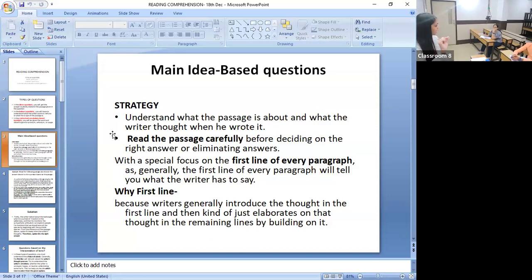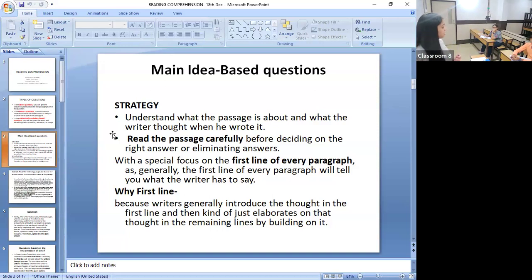So focus on the first line of every paragraph. The first line actually tells us about the focus of the paragraph. Then you keep reading. I'm not saying don't read, this is not what I mean. What I meant is that if you have less time, just see the first line, you'll get the idea what the passage is all about. Okay, that's the second.